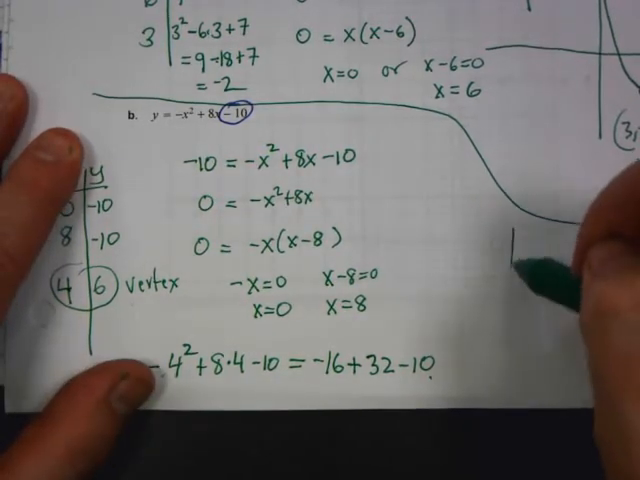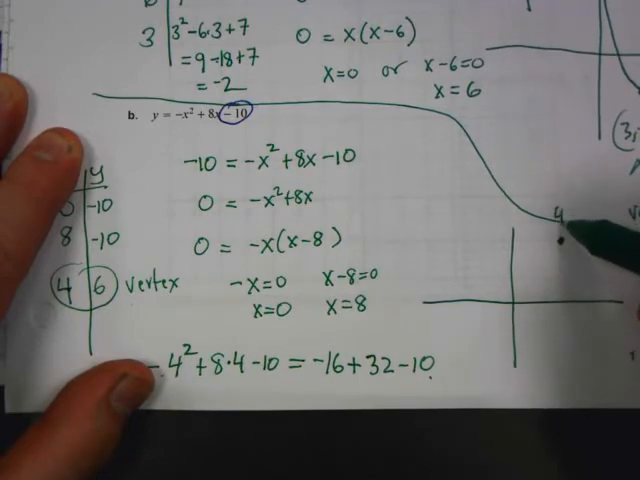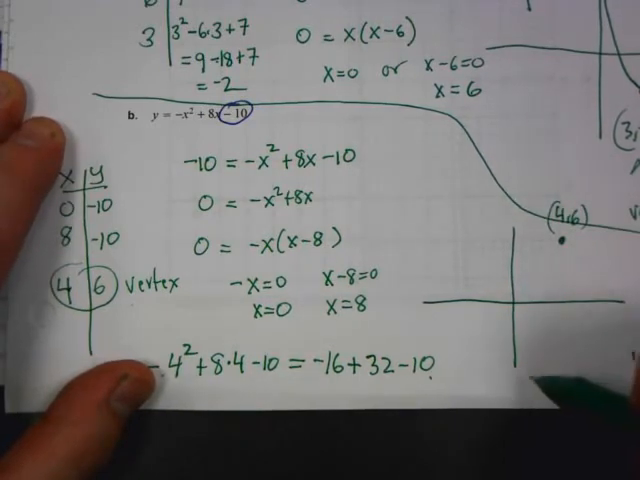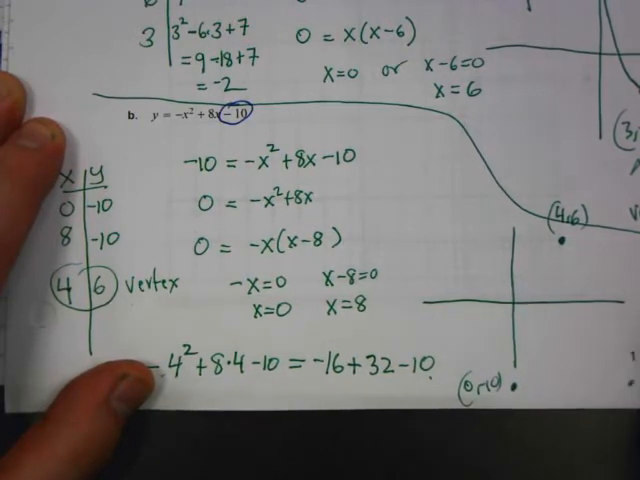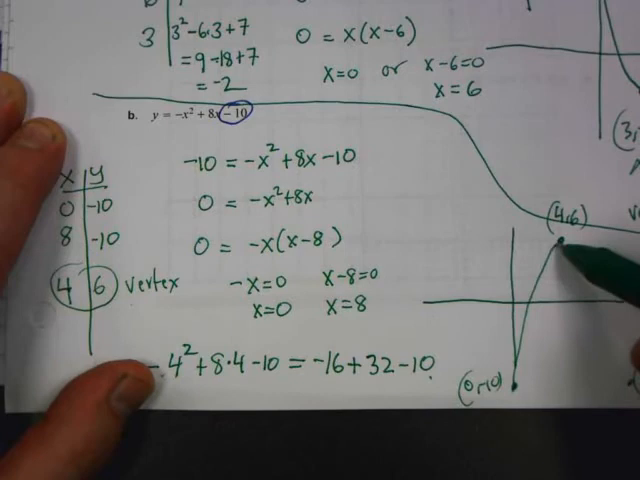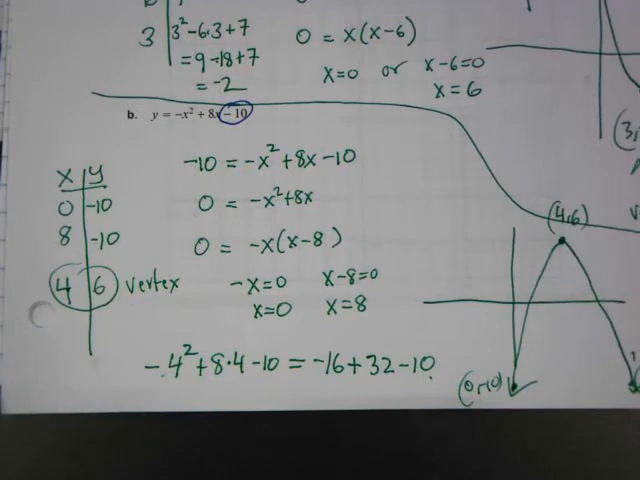Alright, so picture this time. We have 4 comma 6. Then we have 0 negative 10, which is way down here, and 8 negative 10, which is way over here. And this time we get something interesting. The parabola is flipped upside down. That can happen. So sometimes your vertex is a low point on your parabola. Sometimes your vertex is a high point.